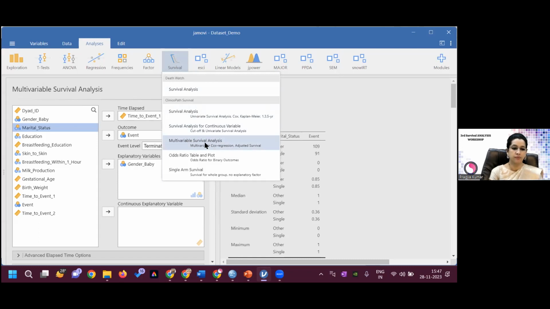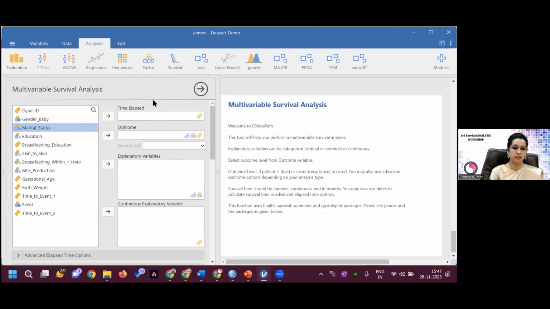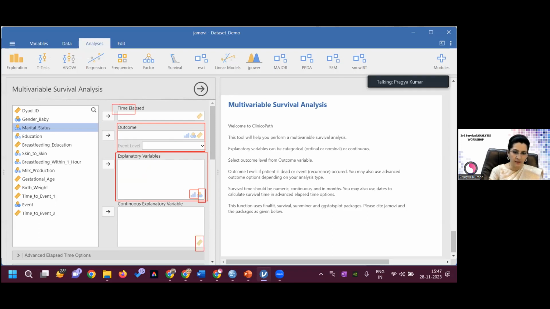Can you see this? If you click this, this window will appear. In this window, what can you see? There are a few options. This is the time elapsed, which we have seen earlier. This is the outcome, which we have also seen. And here there are two boxes. The explanatory variable which are ordinal, can you see this sign? This is ordinal and this is nominal. So nominal and ordinal variables you will enter in this box. And this is the scale variable. So scale variables you will enter in this box.